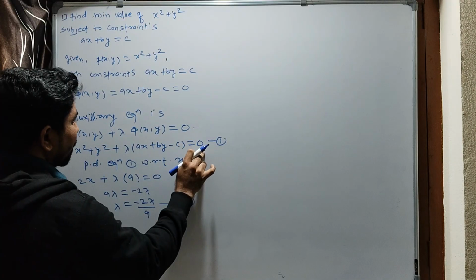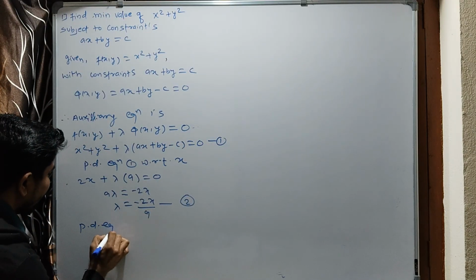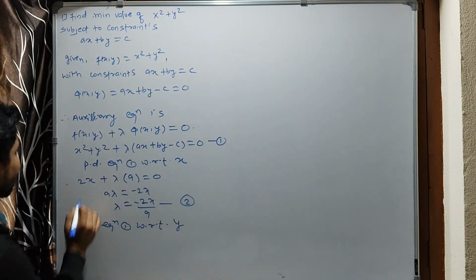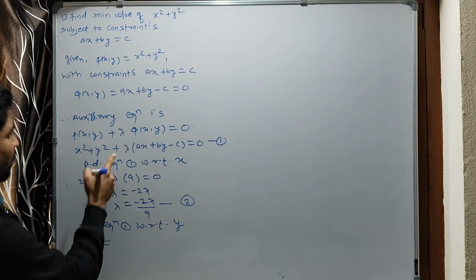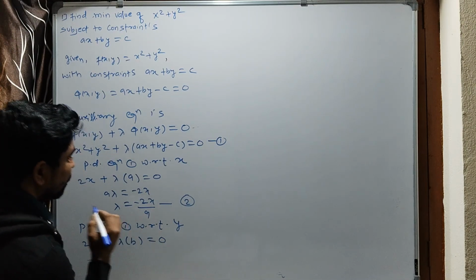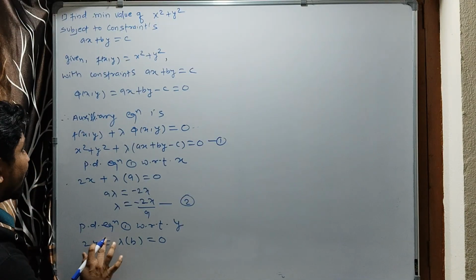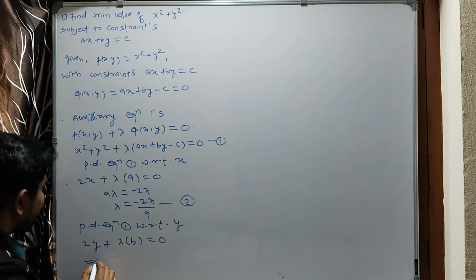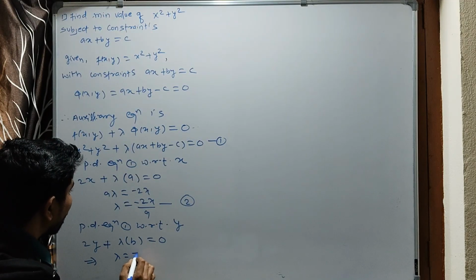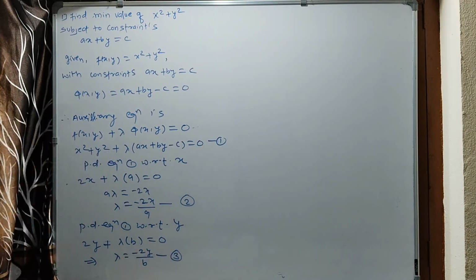Now partially differentiate equation 1 with respect to y. Therefore 2y plus lambda times b is equal to 0. This implies lambda equals minus 2y by b. This is my equation number 3.